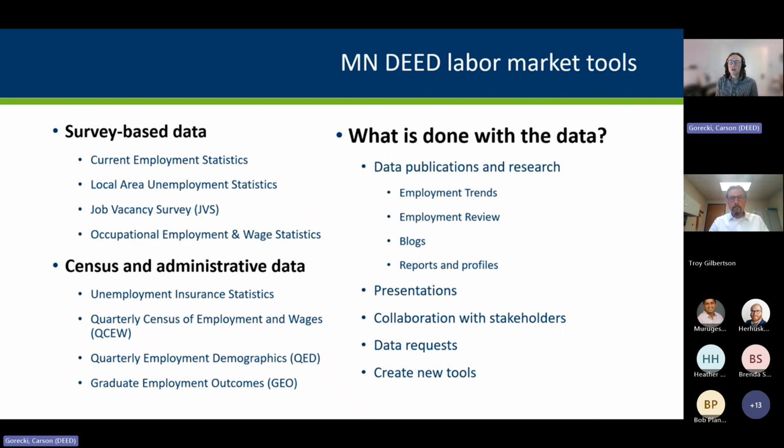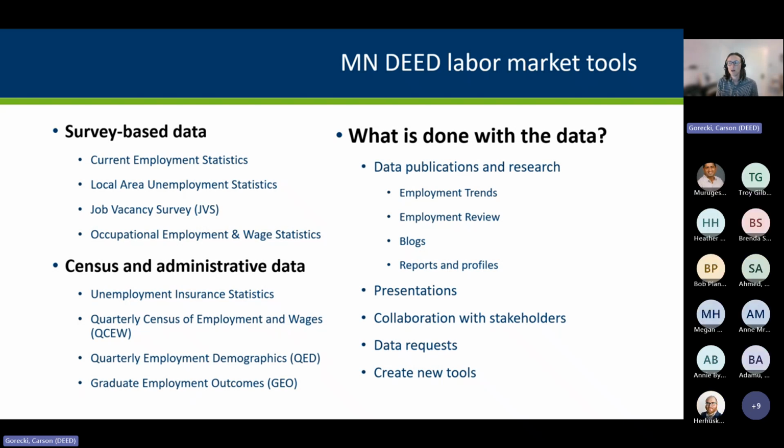Then there's census and administrative data. Unemployment insurance statistics is created via the unemployment insurance system. So when a business submits their unemployment filings, with that, we get a trove of very useful information that we can use to build up our quarterly census of employment and wage data, as well as several other really useful data tools. And that is by taking the whole array of folks. So quarterly census of employment and wages, for example, covers about 95% of employment in the state.